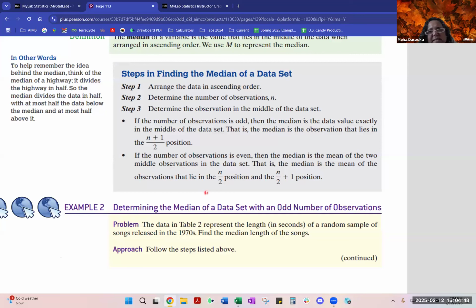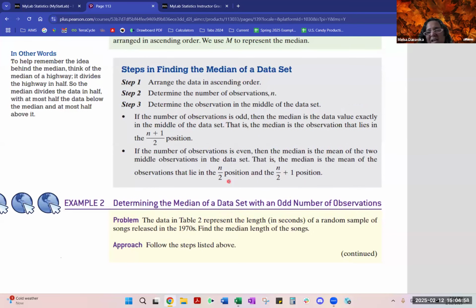They are saying in this case, you can do n divided by 2, and then n divided by 2 plus 1 to find your 2 positions. But I just keep one formula, so I don't have to remember 2 separate ones. I use this same formula for both odd and even, and I'll show you how I use it.